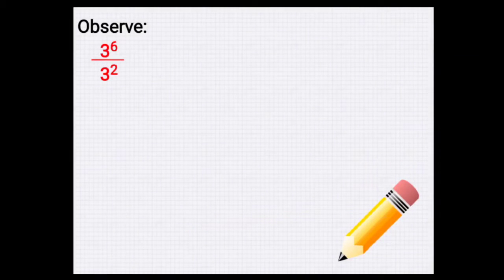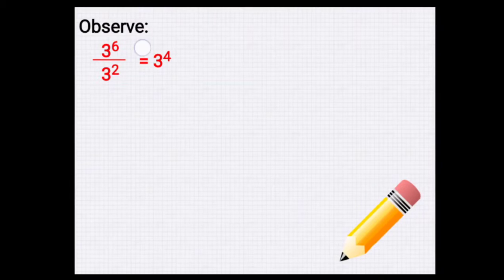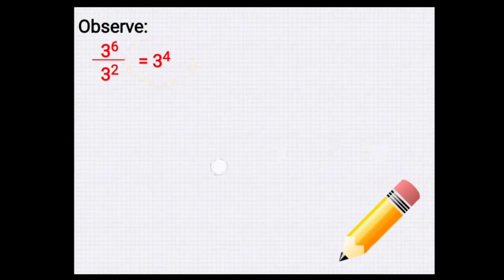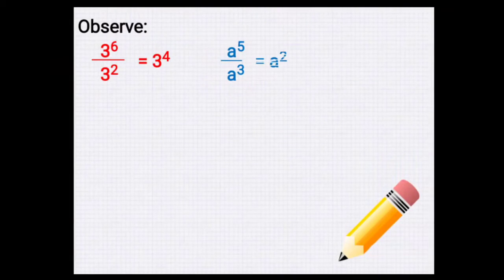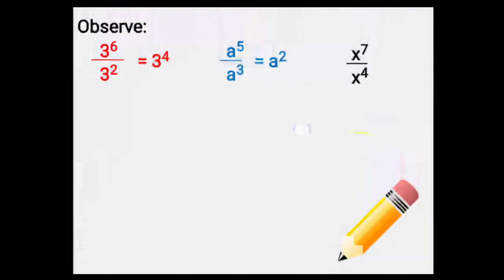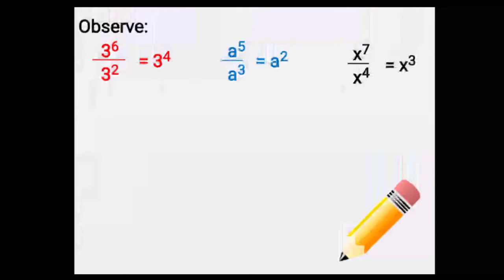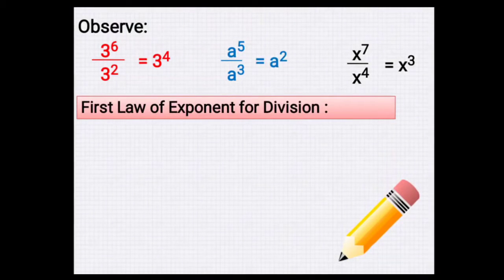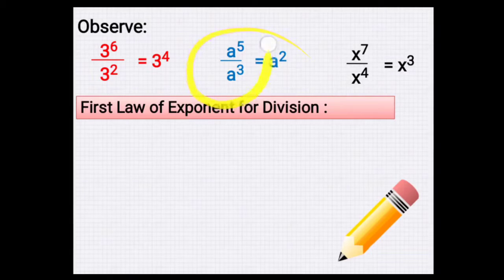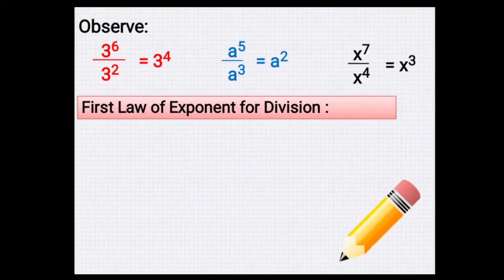So let us observe the following. As you can see, 3 to the 6th power divided by 3 squared is equal to 3 to the 4th power. A to the 5th power divided by a cubed is equal to a squared. Okay, so x to the 7th power divided by x to the 4th power is equal to x cubed. Now, what have you noticed on these expressions? The expressions above apply the first law of exponent for division.